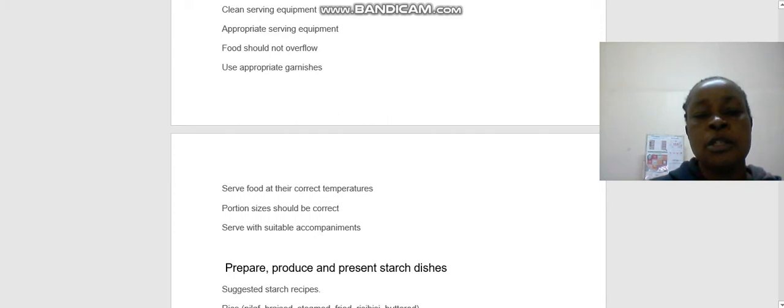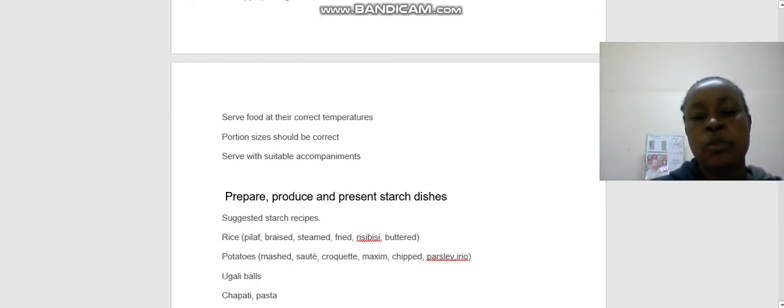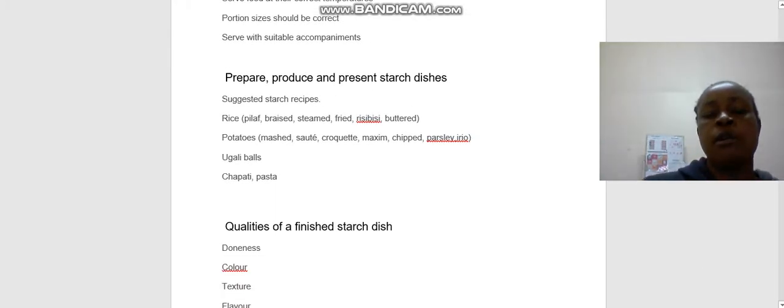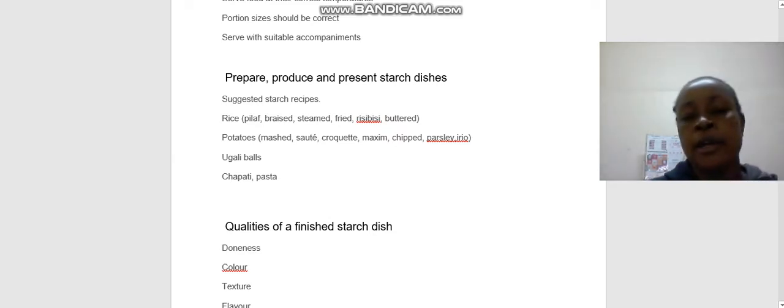All starch dishes should be served at their correct temperatures. The portion sizes should be correct, and then you serve with suitable accompaniments. How do you prepare, produce, and present starch dishes? For example, we are going to talk about rice. Examples of the rice dishes we are going to talk about are pilaf rice, braised rice, steamed rice, fried rice, or buttered rice.